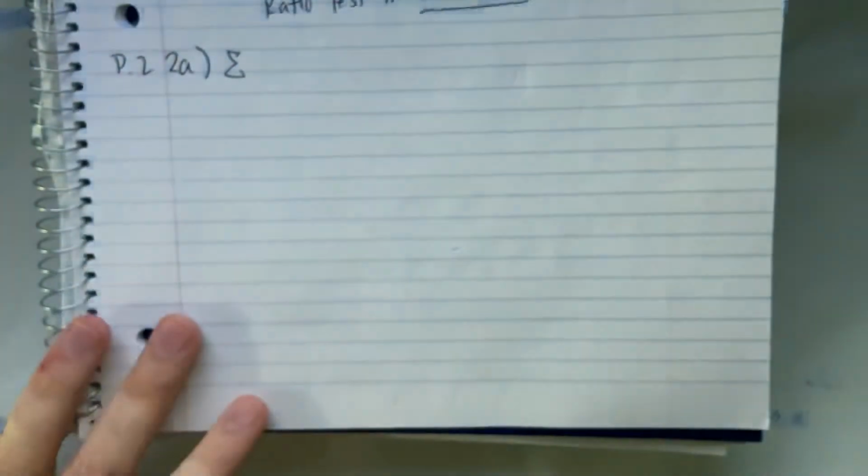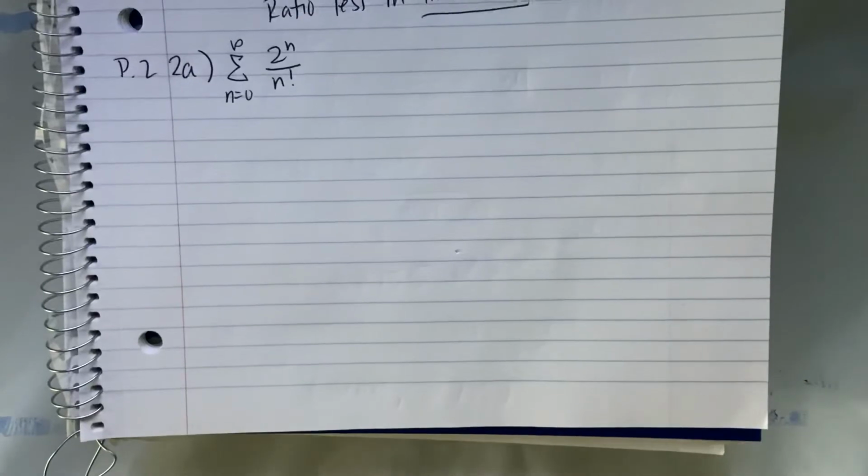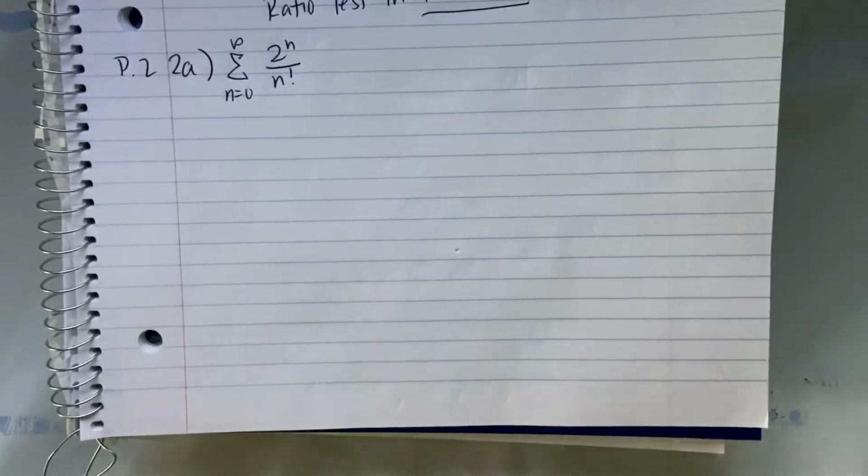It says determine the convergence or divergence using the ratio test of this monster, 2 to the n over n factorial. These are going to be a little trickier. You really have to understand how factorials work.